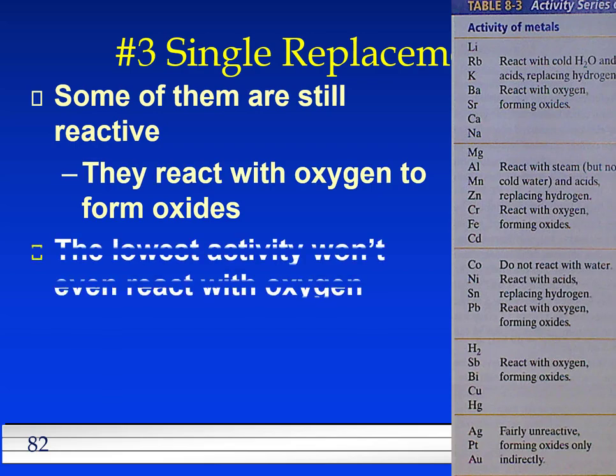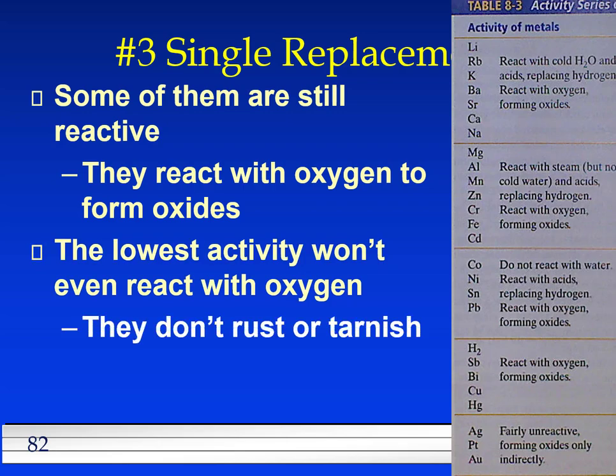And the lowest activity ones won't even react with oxygen. The chart says they don't rust or tarnish. I have to disagree with it just a little bit. I know that over the years silver will tarnish, because I had to clean my grandmother's silver when I was a kid. We'd get it out every couple of years and it would be tarnished and we'd have to shine it up. But silver does only a little bit. Platinum and gold, I've never seen a tarnish on platinum or gold. So that's why we use those ones on the bottom, as Peter said yesterday.